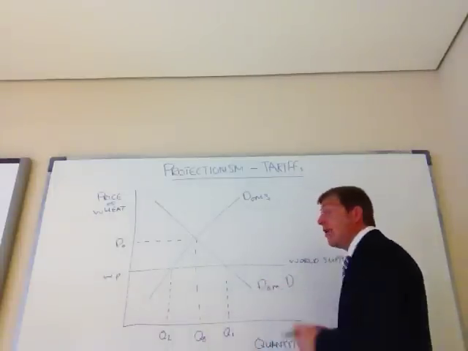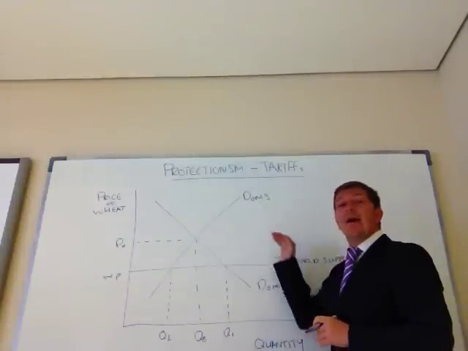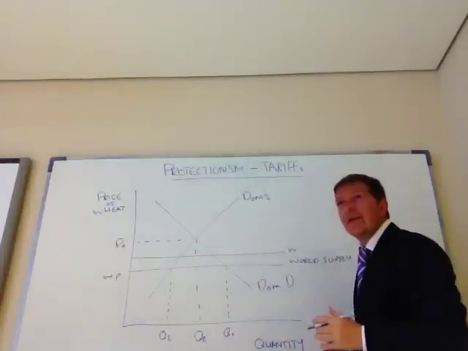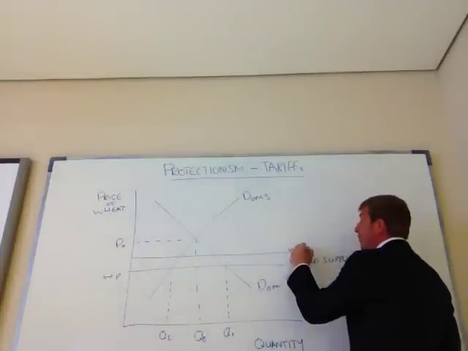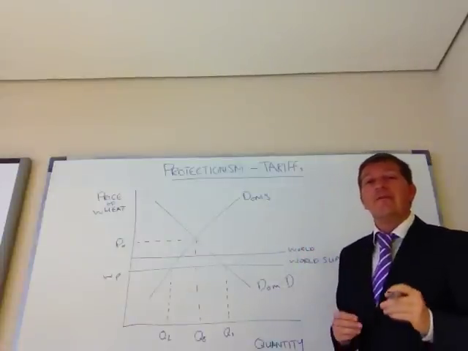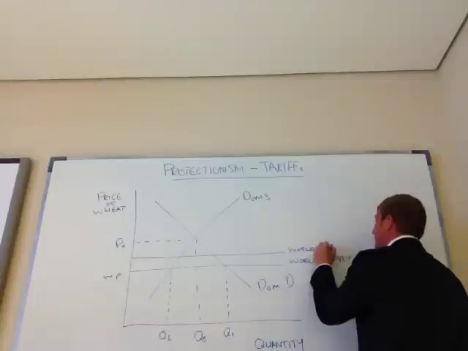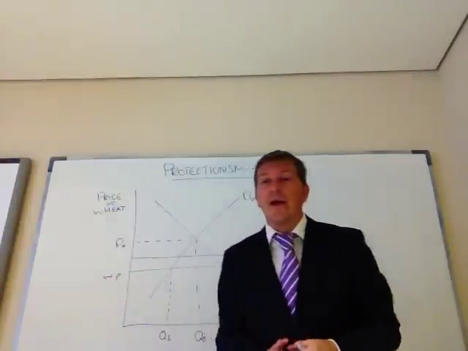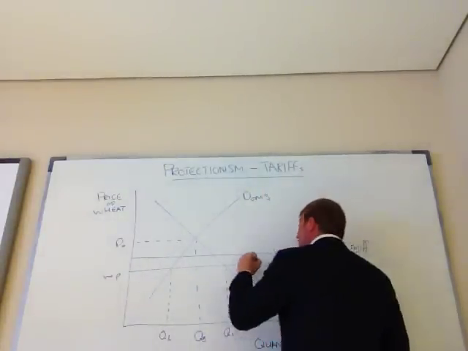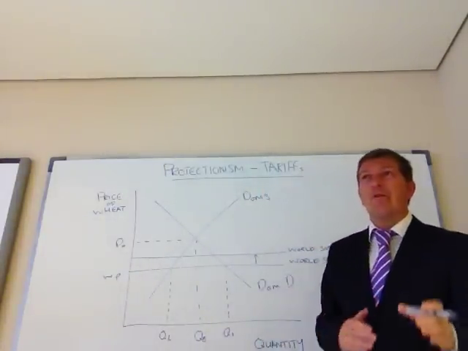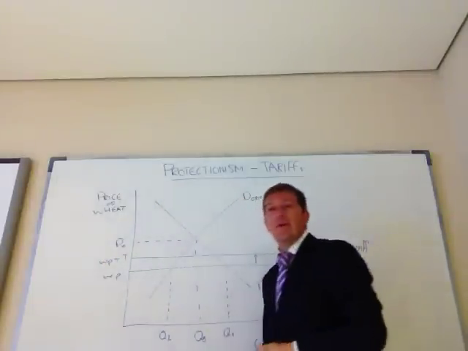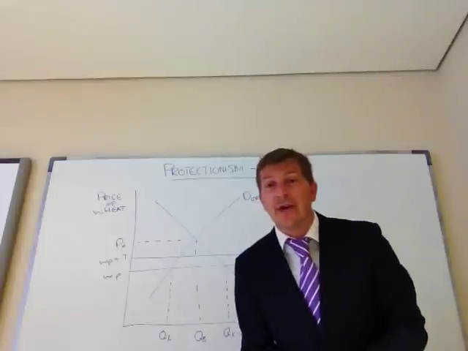Now, what does the government do in this case? Well, it adds a tariff. It removes, or partially removes, the competitive advantage from the foreign importers. And there we have the world supply plus our tariff. This is an upward shift by the amount of the tariff. And there we have WP plus T: world price plus tariff.